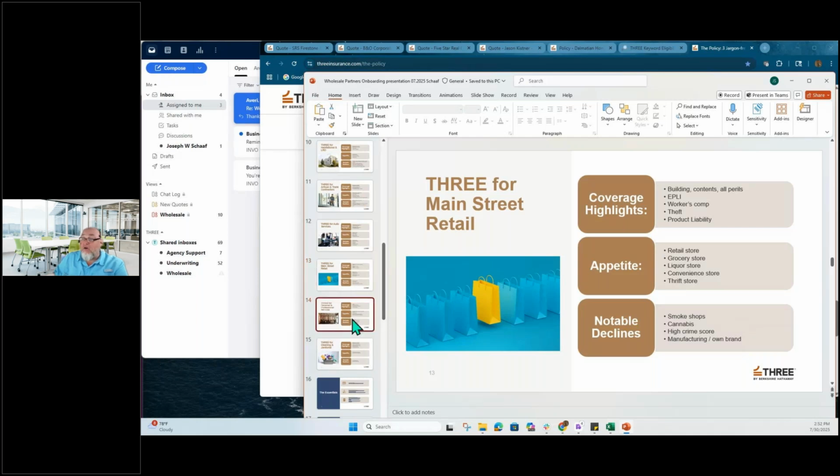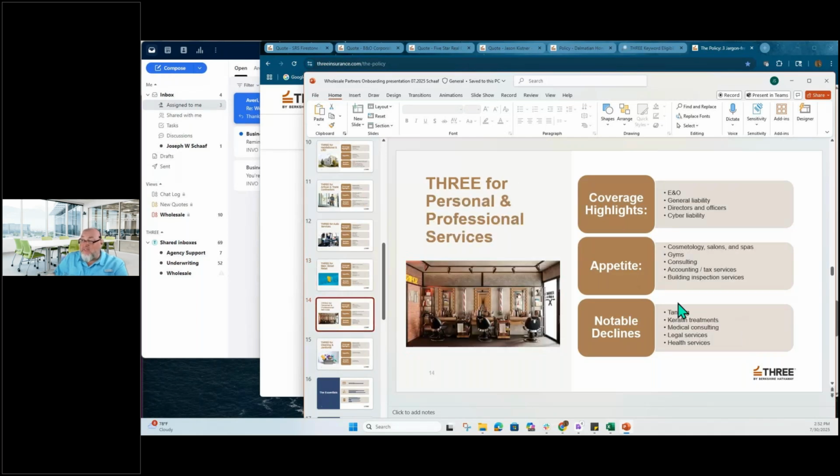Okay, moving along. Personal professional services is your accounting and tax services, your gyms, cosmetologies. We handle all the main categories there for insurance for coverage. The areas that we don't do, tanning, keratin treatments, medical consulting, those are all primarily due to the health risks and our lack of healthcare ability to ensure healthcare coverage. We don't do legal services, so no law offices, and again, no health services.